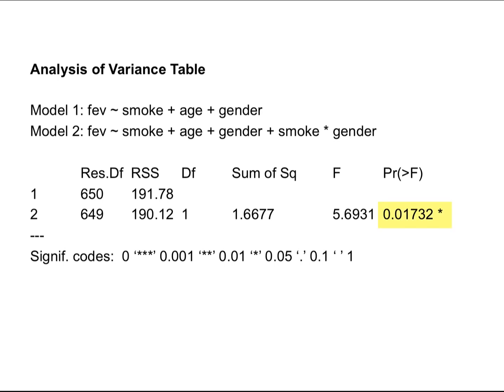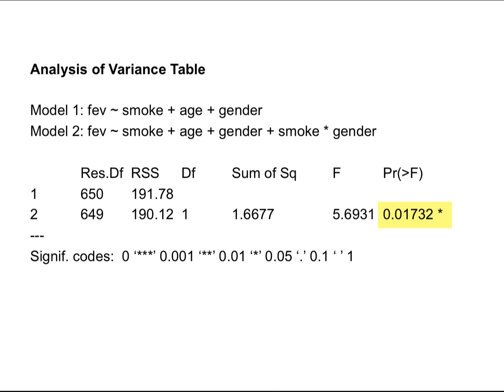Since the p-value associated with the f-statistic is less than 0.05, we can reject the null hypothesis that there's no difference between the models and conclude that we have evidence to suggest that the full model is better. The full model explains significantly more variation than the reduced model.